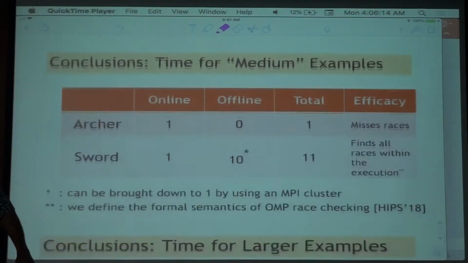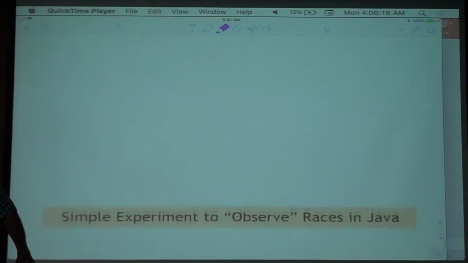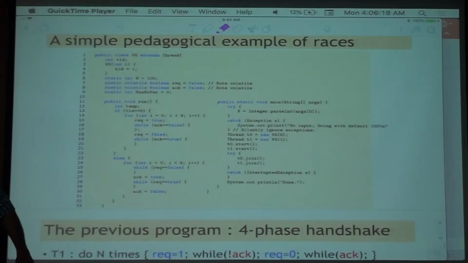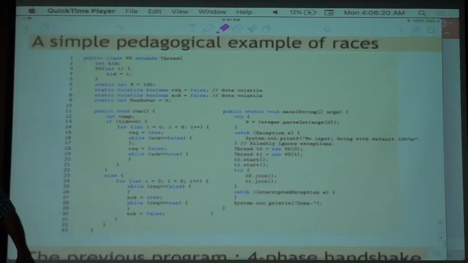So I will just show you one experiment you will do, and then that will be it. You will be writing a simple piece of Java program. How many of you know Java? You don't need to know Java to run this. Java is kind of around. You just need to use this.